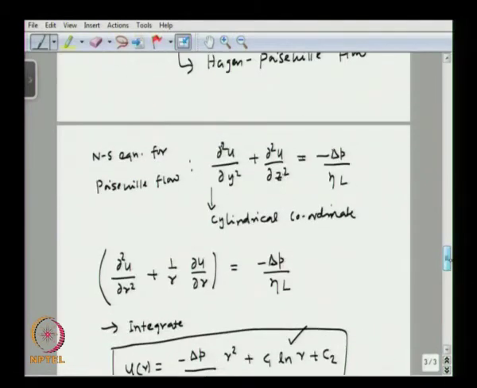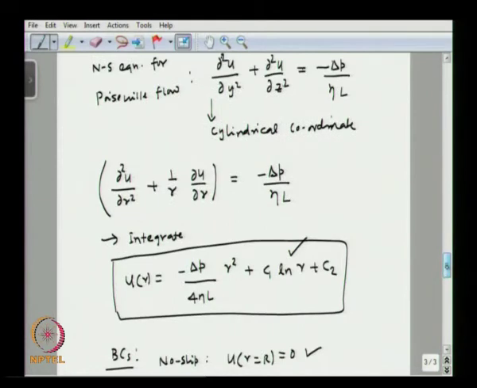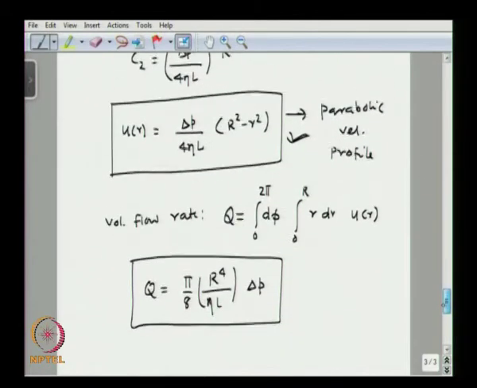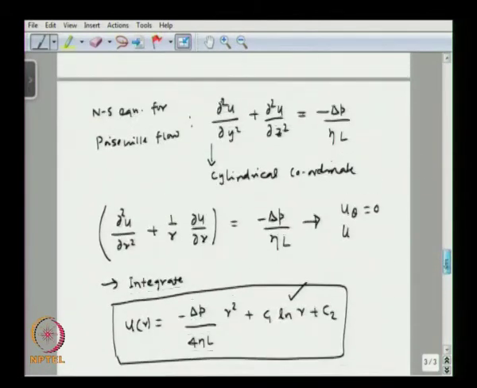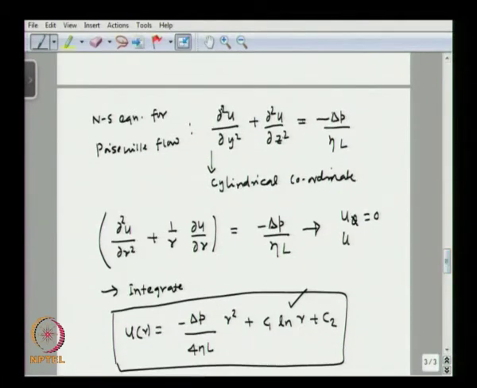Now, here we have made one assumption. In this equation we have made the assumption that u along the azimuthal coordinate, u phi, is 0 and u along r is 0. So u is only a function of r and is along the z direction.